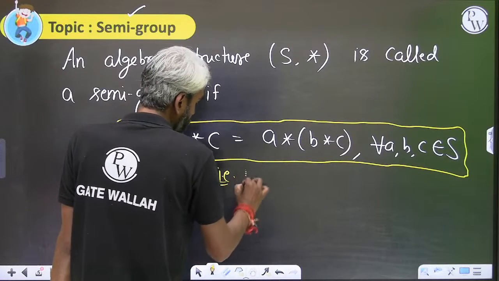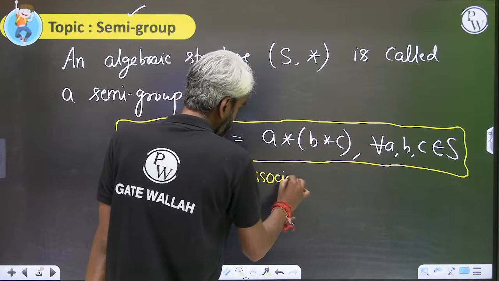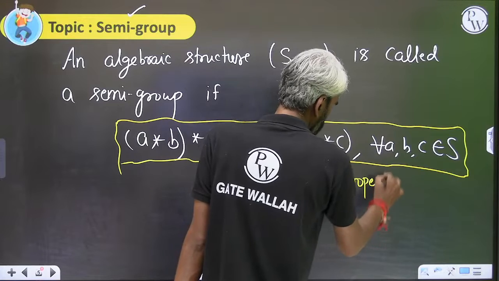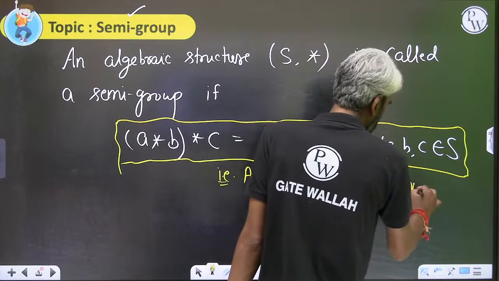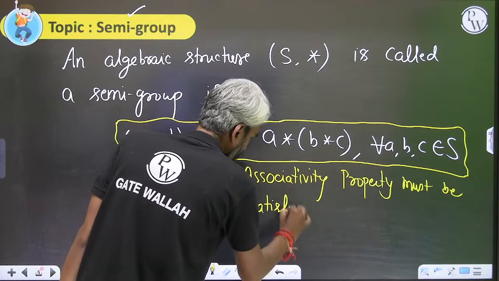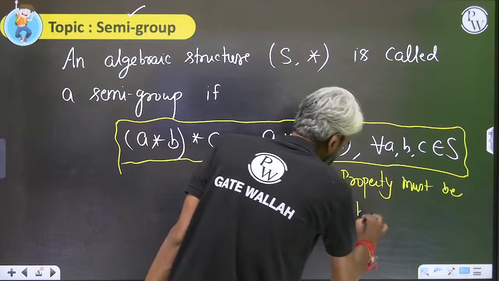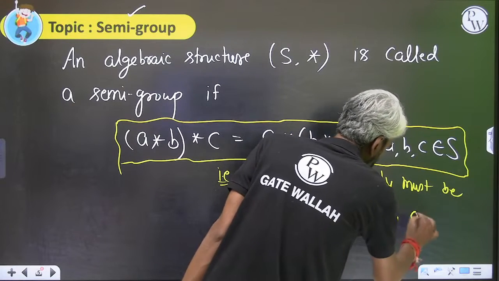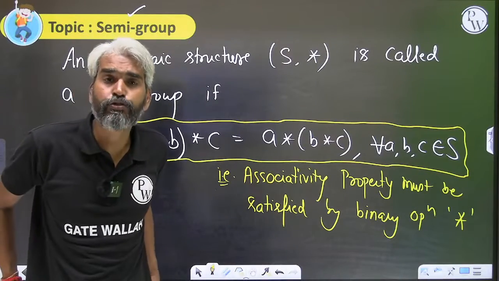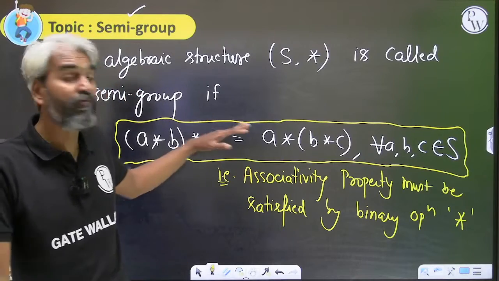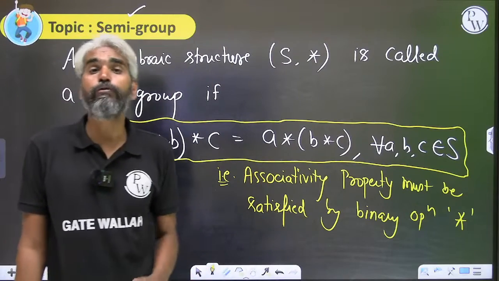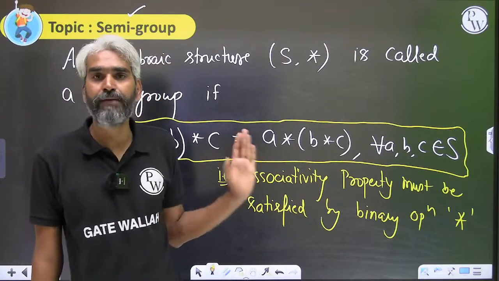That is, the associativity property must be satisfied by binary operation asterisk. Now, please try to understand. An operation is either associative or not associative. It has nothing to do with the type of elements. Either an operation will be associative or it will not be. It does not change with the type of elements present in the set.